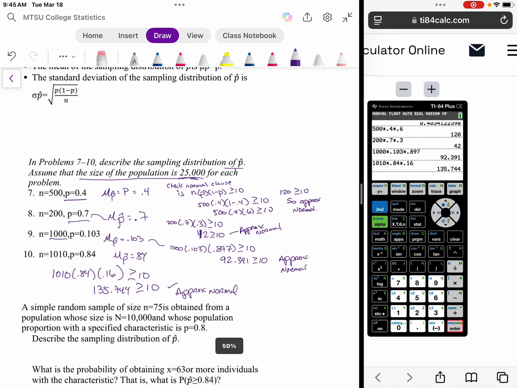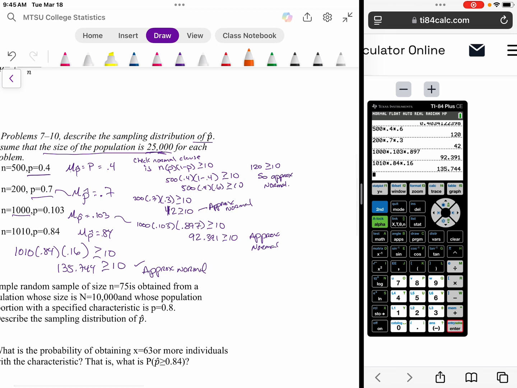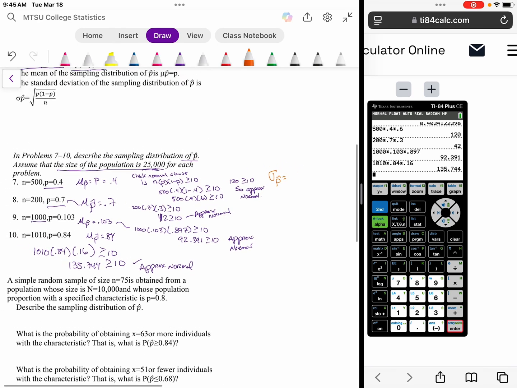Now all I want to do is go over and find the standard deviation for each one. That way we have it for when we do normal probability stuff. So what is standard deviation sub p hat for the first one? Well, according to the formula, I can do the square root of p, 0.4, times 1 minus 0.4 over my sample size of 500.